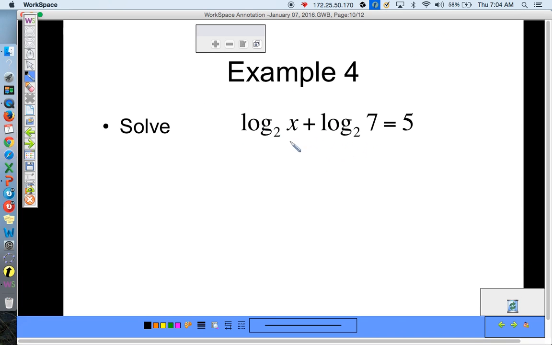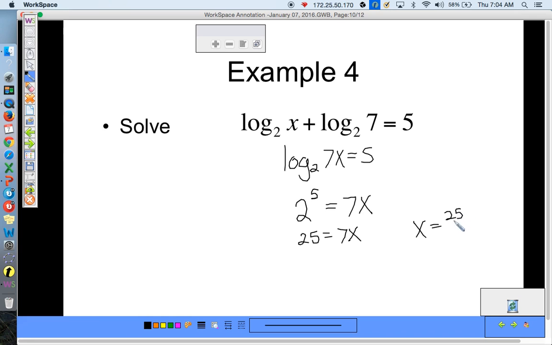Solve this. Well, let's get a single log on each side. Adding goes to multiplying. And then we could write it as an exponential. So 2 to the 5th equals 7x. So we have 25 equals 7x. So x is 25 over 7.